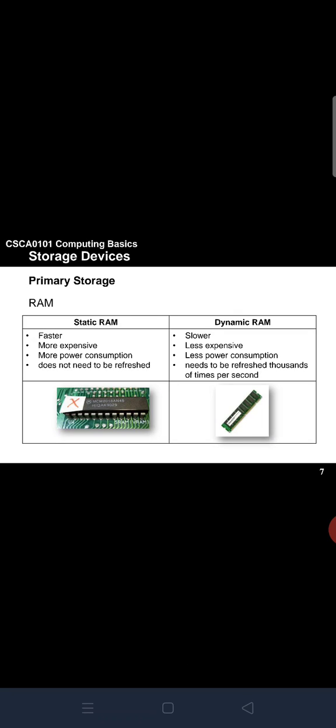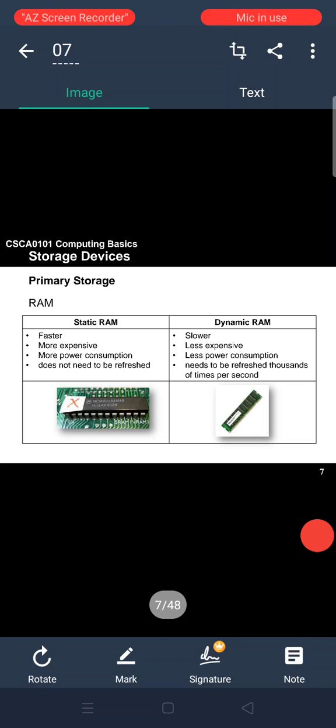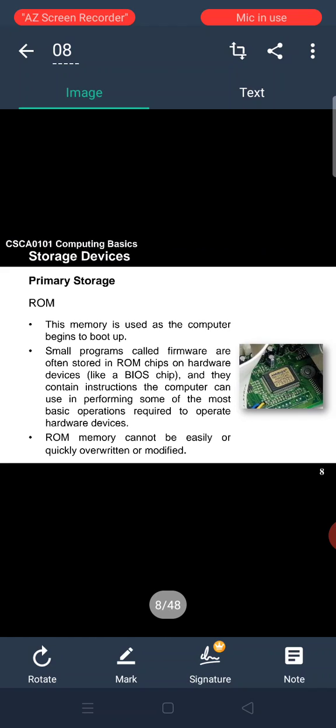Here is the comparison of static RAM and dynamic RAM. Static RAM is faster, but it is more expensive and more power consumption required, does not need to be refreshed. Whereas the dynamic RAM is slower, it is less expensive, less power consumption, needs to be refreshed thousands of times per second to maintain its state.